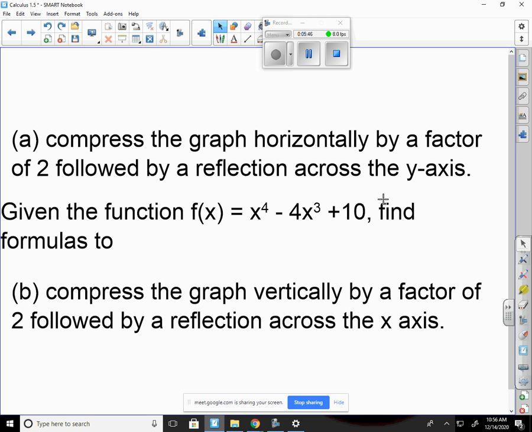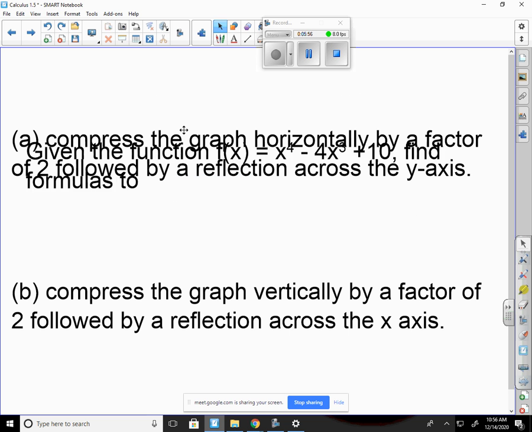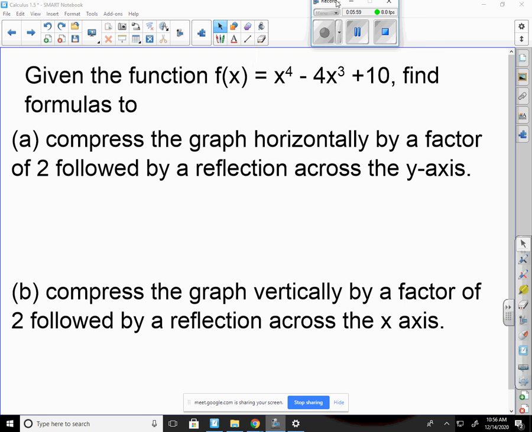Okay, part A of this one, this is all out of order here. It says, given the function f of x equals x to the fourth minus 4x to the third plus 10, find formulas to compress a graph horizontally by a factor of 2, followed by a reflection across the y-axis. Part B says compress the graph vertically by a factor of 2, followed by a reflection across the x-axis.